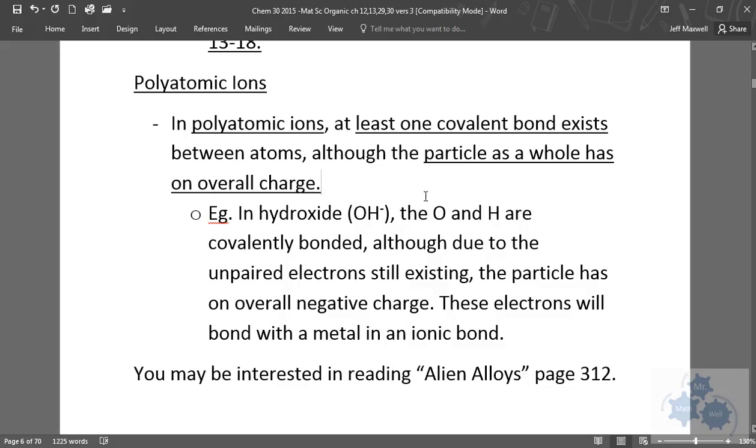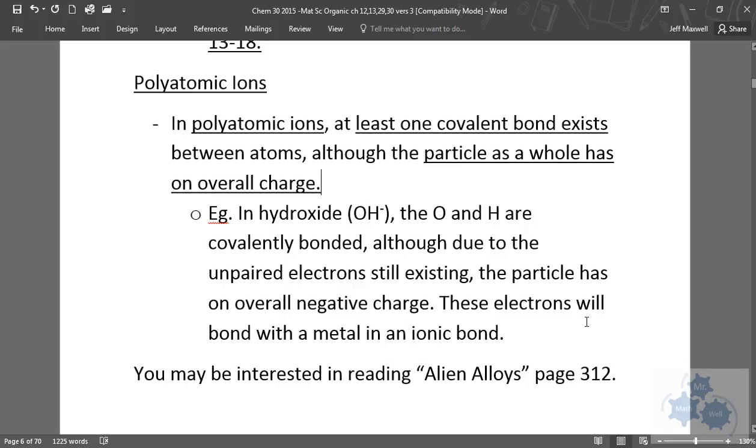But if we use hydroxide as an example, the O and the H, if you'd like to take a look at their electronegativities, their bond would be a covalent bond. But because oxygen still has some unpaired electrons, the overall charge of the particle is negative. And these are the electrons that will bond with a metal in an ionic bond. So if we talk about sodium hydroxide, for example, sodium is really ready to give up its electron. OH will want to steal that electron to become negative, and so we'll have that bond there.